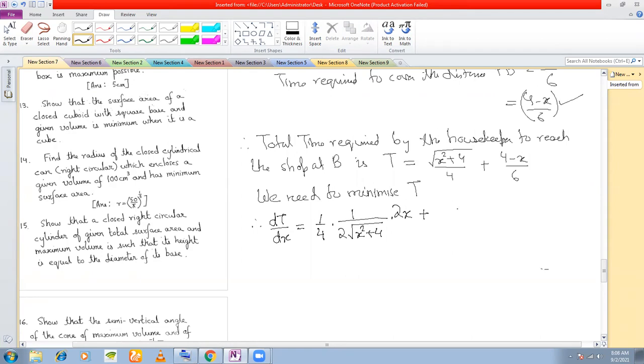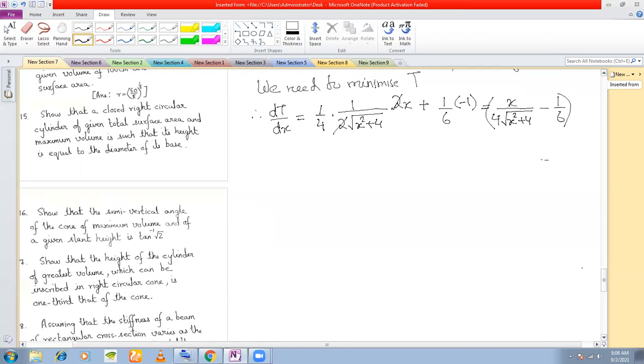Next, plus 1 by 6 you take out, and then you differentiate 4 minus x. You get 0 minus 1, which is simply minus 1. So this 2 and this 2 cancel here, so that you get dt/dx as x by 4 root x square plus 4 minus 1 by 6. This is what you get as dt/dx.